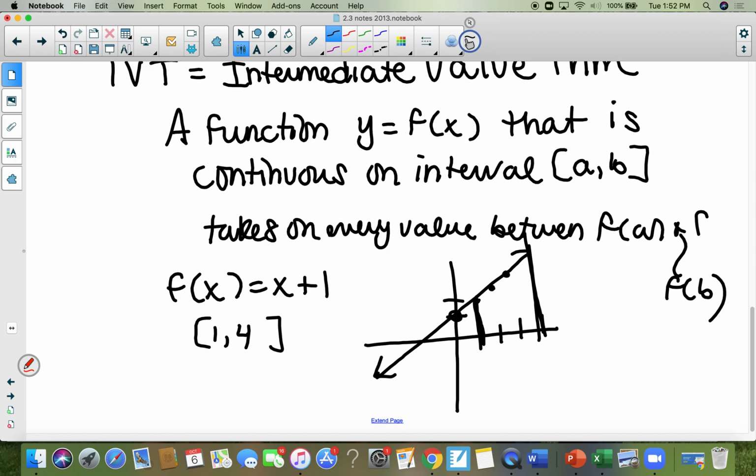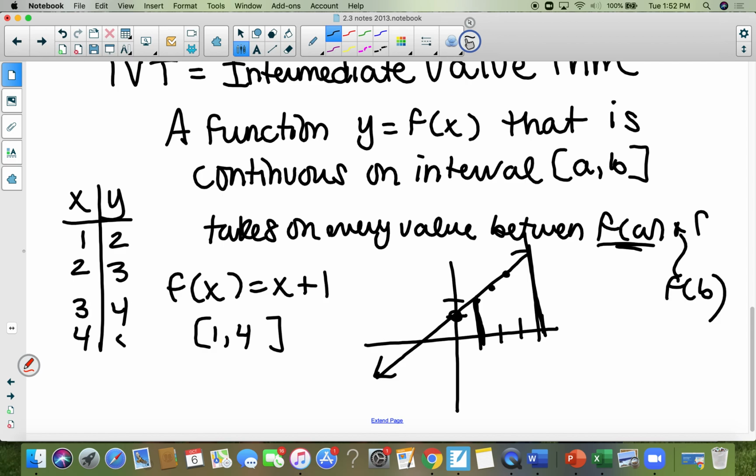Takes on every value between f of a and f of b. That means you can find any y value. F of a and f of b are y values. So when x is 1, can you find f of 1? Isn't it going to be 2? When x is 2, you're going to get 3. When x is 3, you're going to get 4. When x is 4, you're going to get 5.